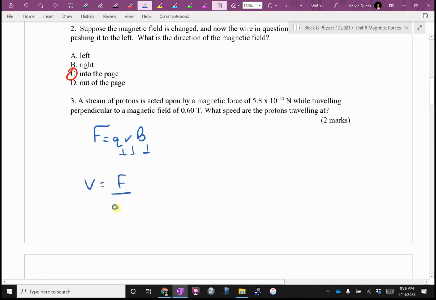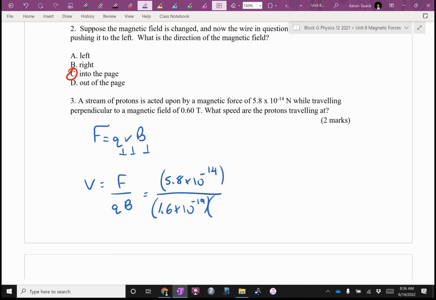F divided by qB. They gave me a force, 5.8 times 10 to the negative 14. Protons, so 1.6 times 10 to the negative 19. It's a proton. If it's an electron, you don't put the negative into here. You use the negative to figure out direction if they ask you a directional component. And we wouldn't use the negative. We would say, well, an electron moving left, that's a proton moving right. That way we just have a right-hand rule.